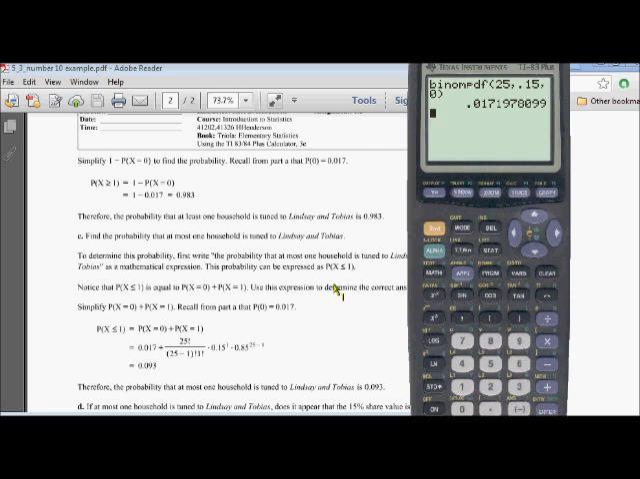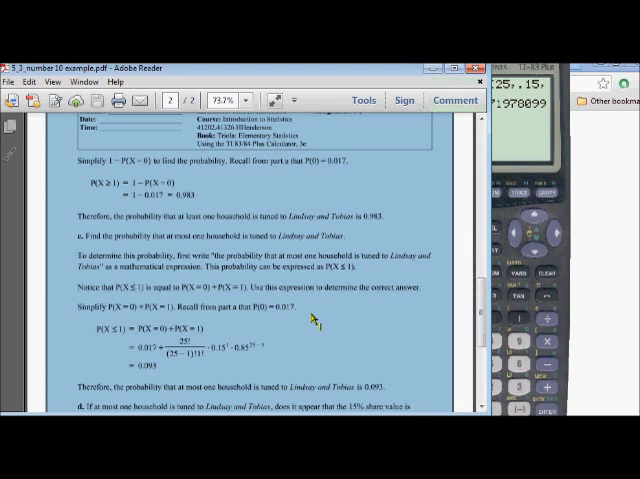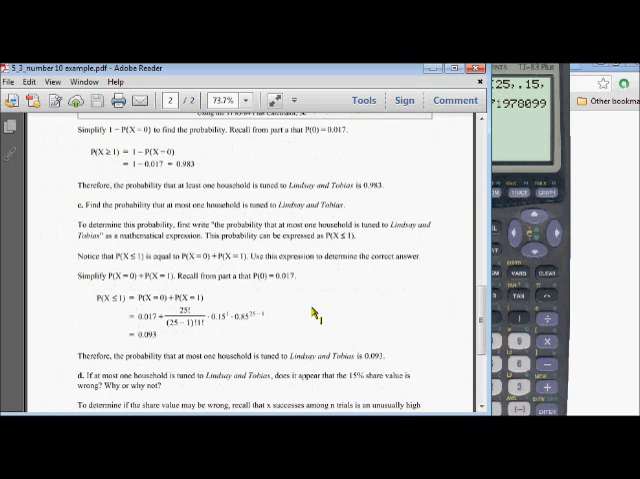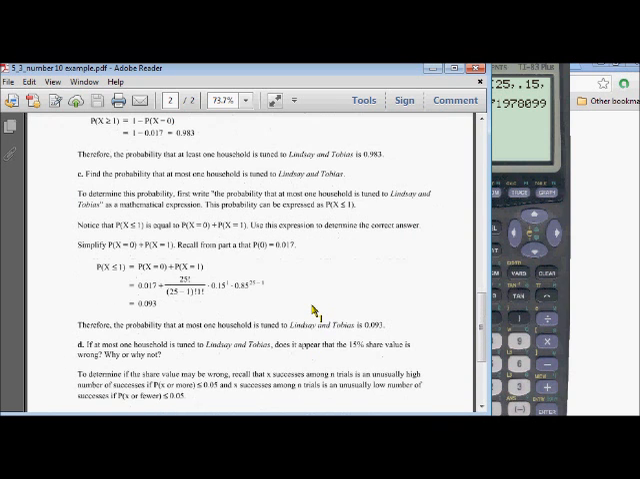So now let's look at part C. Part C is the last one I'm going to cover. And then you can work your way through part D, because that's a why or why not. And I want you to think about that, but this is the mechanical piece. All right. Find the probability that at most one household is tuned in.